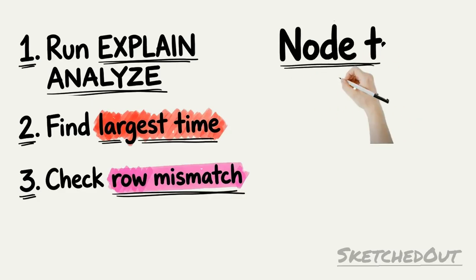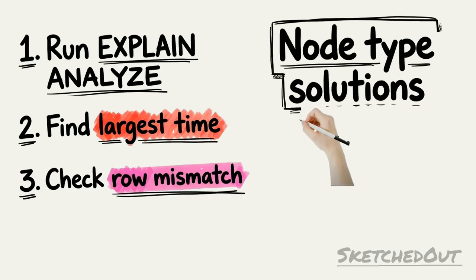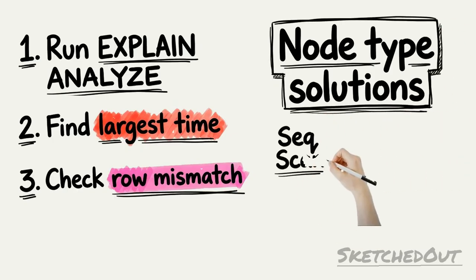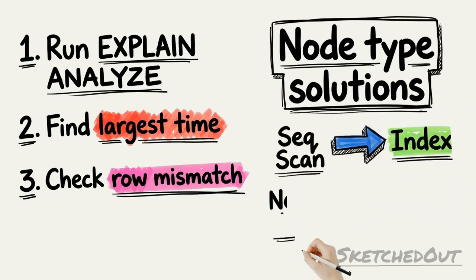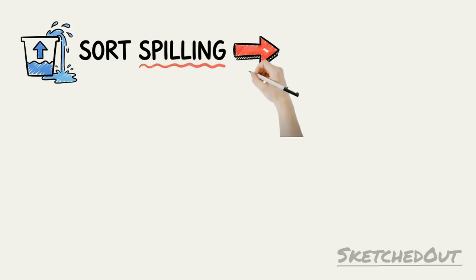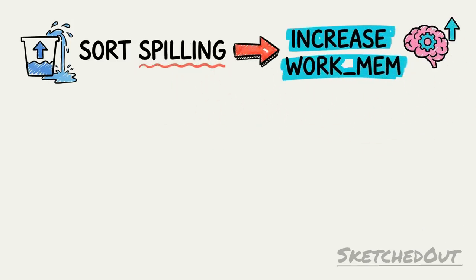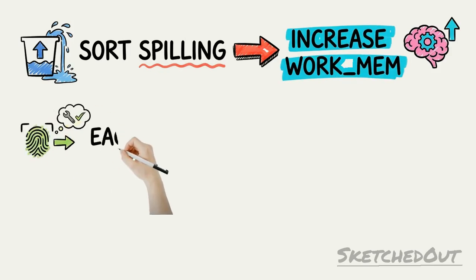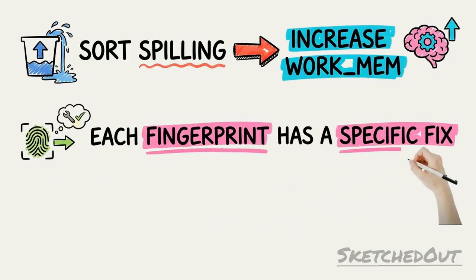If they do agree, but the node is still expensive, look at what kind of node it is. A sequential scan on a huge table with a small filter is asking for an index. A nested loop where the inner side is large is asking for a hash join or a merge join, which the planner would pick if it thought the inner side was large. Bringing you back to the estimate question. A sort step spilling to disk is asking for more work_mem. Each fingerprint has a specific fix, and the plan tells you which fingerprint you're looking at.